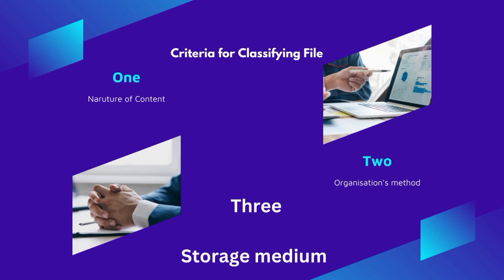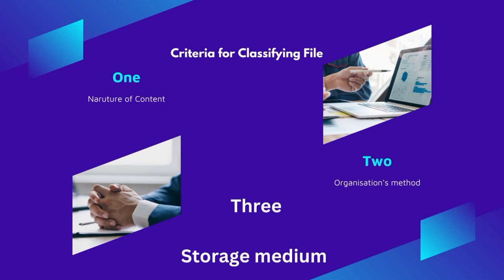We'll talk about the criteria for classifying files. When you are classifying files, what are the basic things that you should look at? The very first criterion is the nature of the content. That is the nature of the content in the file. What does the file contain? Does it contain just names? Then you have to separate the names. Does it contain boys? You separate them.